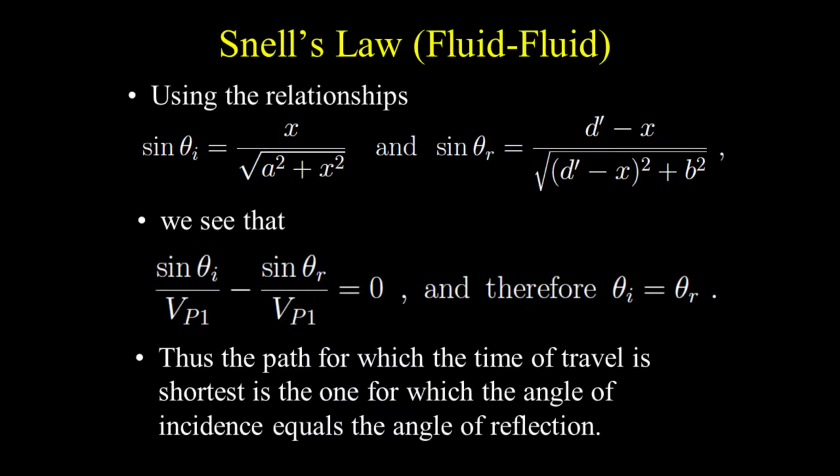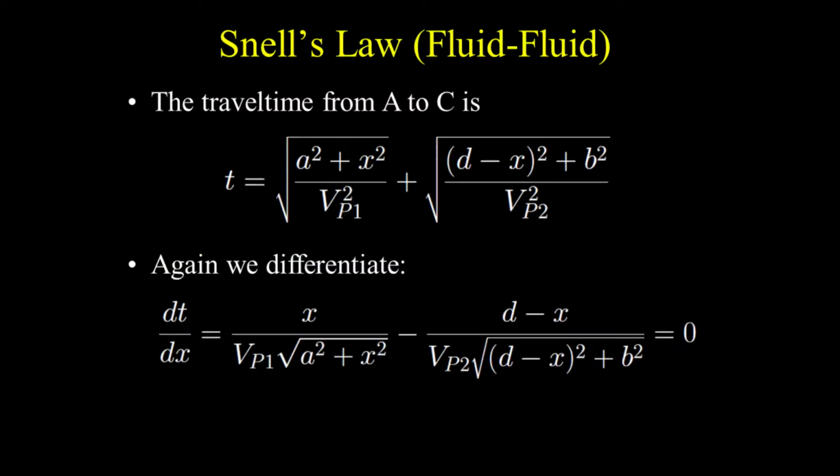Thus, the path for which the time of travel is shortest is the one for which the angle of incidence equals the angle of reflection. That is what you can see in the ray diagrams. The approach used in determining the relationship between incident and reflected rays can also be used for incident and transmitted rays. When examining this figure, we would like to know the path of the shortest time for a ray traveling from A to C as it passes through an interface separating materials with differing velocities.